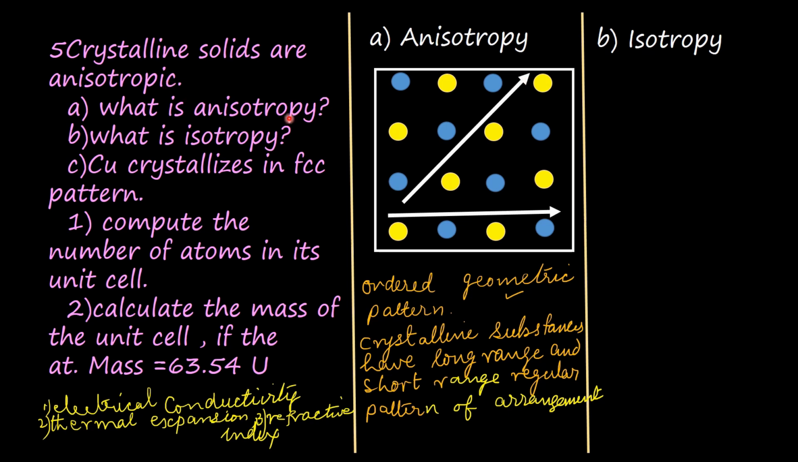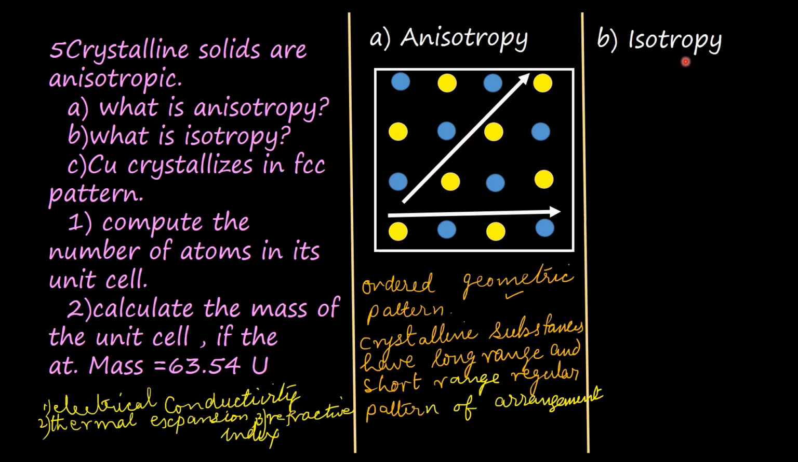What is the reason for this anisotropic behavior of crystalline substances? From the figure you can see along the horizontal line the particle orientation is the same. But along the diagonal direction, on one side you find one type of particle and on the other side you find the other type of particle. So values measured along these two lines show difference.